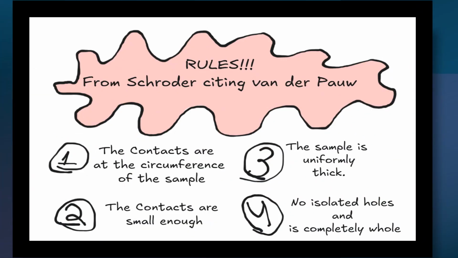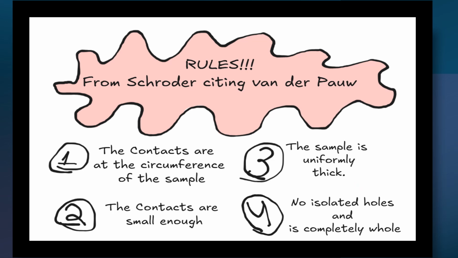Okay, here are the rules from the textbook, which cites another location. Number one, the contacts are at the circumference of the sample, meaning they're near the edge. Number two, the contacts are small enough, meaning that they're pretty thin, and we don't need to worry about a lot of the extra resistance that the contact may bring. Number three, the sample is uniformly thick. If the sample looks like this goofy looking thing, the depth going into or out of the screen has to be the same across the entire sample. And we'll show that real soon. Number four, no isolated holes, and the sample is completely whole.